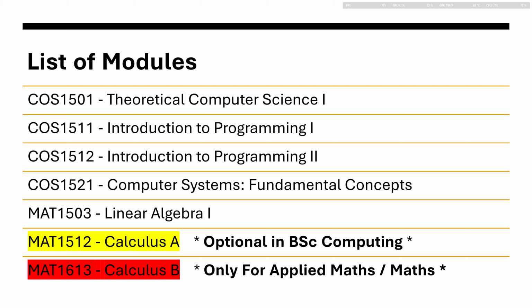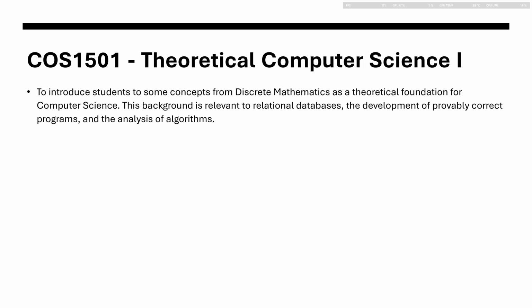It is the basics of calculus and it could be important for just reading overall mathematical things. Calculus B, however, is only if you take a combination of computer science and applied maths and computer science and mathematics. And I lined it out because in this video we will not be covering that. We will only be covering up to Calculus A, alright?